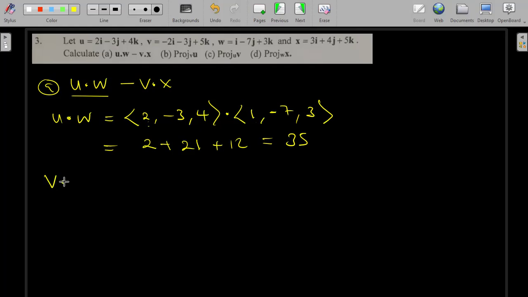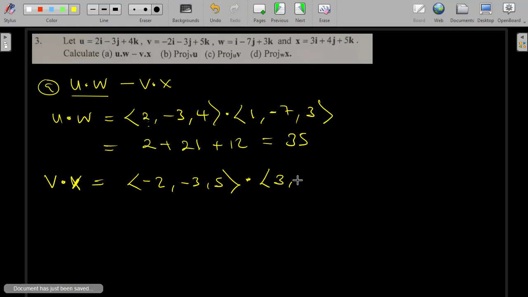I do the same for the other one, which is the dot product of v and x. So what is my v? My v is (-2, -3, 5). Then the dot product with my x, which is (3, 4, 5).